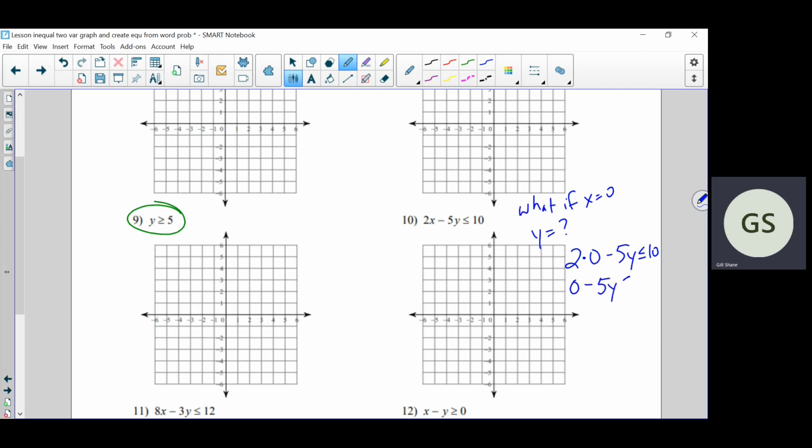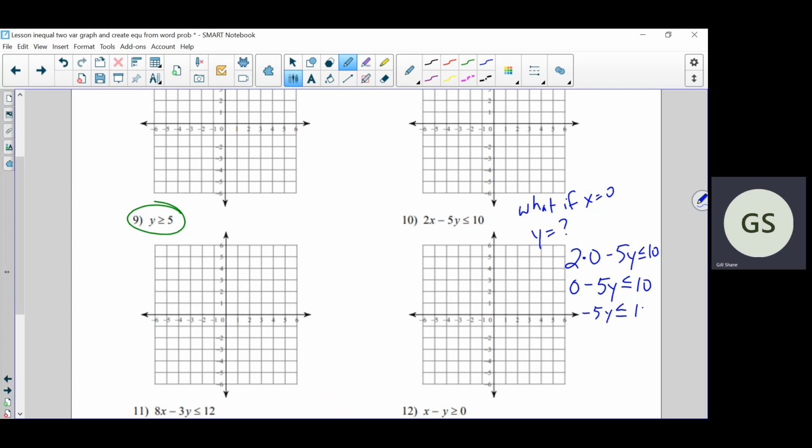0 subtract 5y. Boy, you guys make fun of it, but you'd be surprised at the answers I get. So 0 subtract 5y is negative 5y. 0 subtract anything, unless it's a negative number, I guess, is just that same number left over. Negative 5y. So now I have negative 5y.